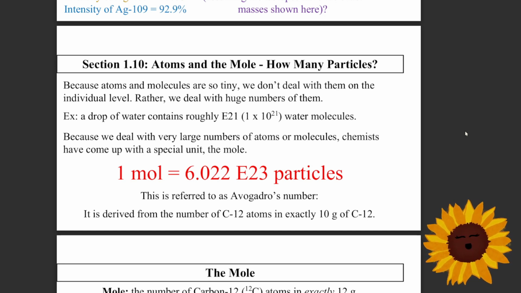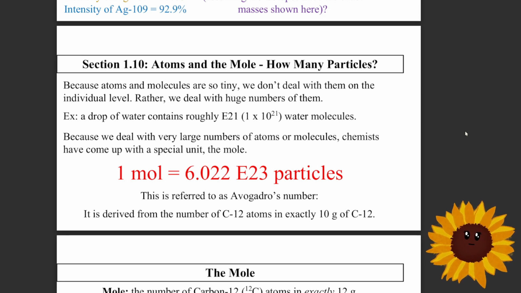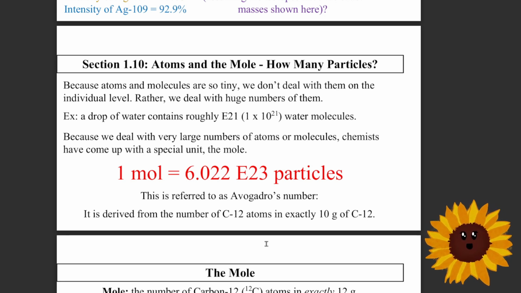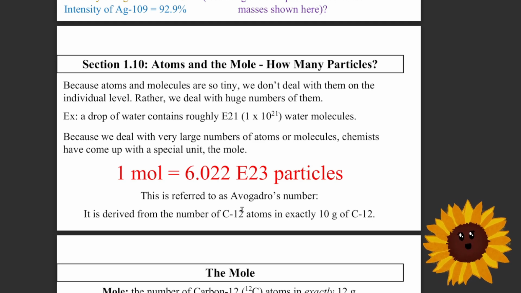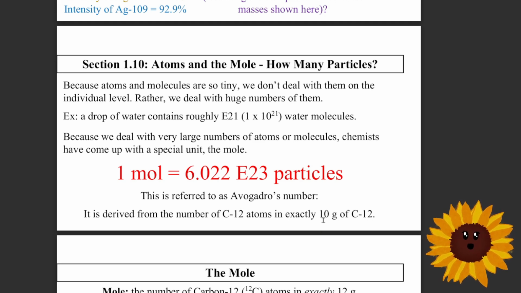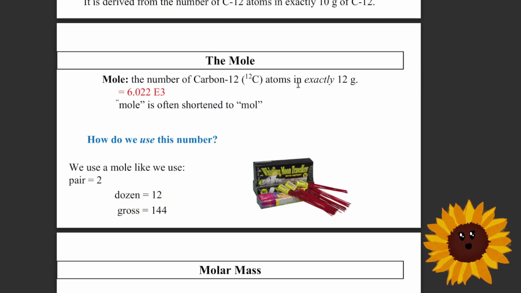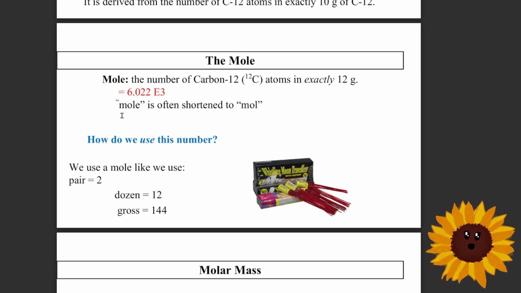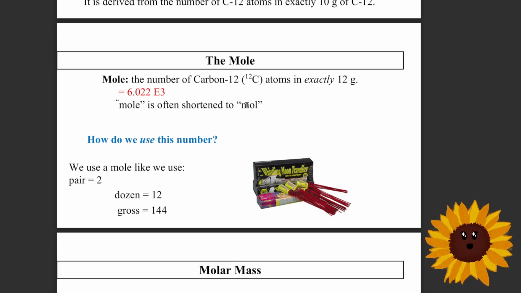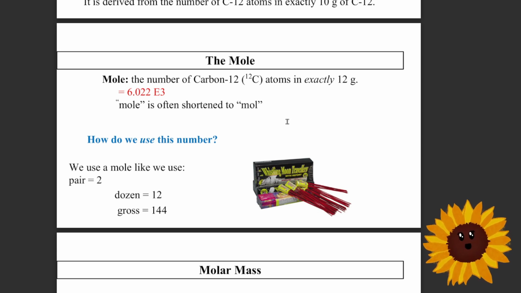1 mole is 6.022 E23 particles. This is also known as Avogadro's number. It's derived from the number of C12, or carbon 12, isotope atoms in exactly 12 grams of C12. So the number of carbon 12 atoms in exactly 12 grams is 6.022 E23. The mole is often shortened to mol because, again, chemists are lazy.